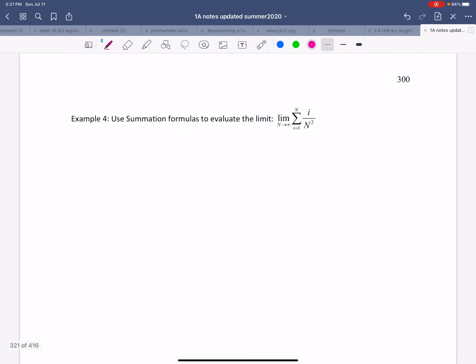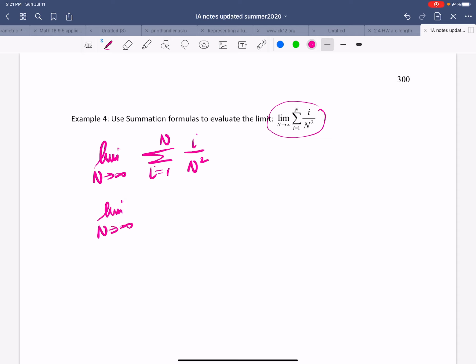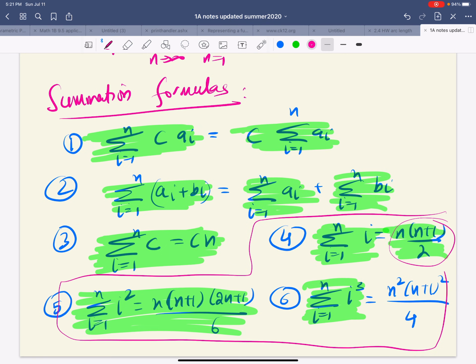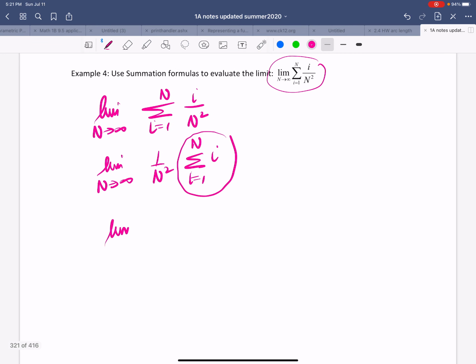Let's go back. We want to use the summation formulas to evaluate this limit. Limit as n goes to infinity of summation i equals 1 to n of i over n squared. I can pull 1 over n squared out of the summation. And then we have summation i goes from 1 to n of i. Now this, we can use the summation formula. This is equal to n times n plus 1 over 2. So we can say this is the limit as n goes to infinity of 1 over n squared times n times n plus 1 over 2.